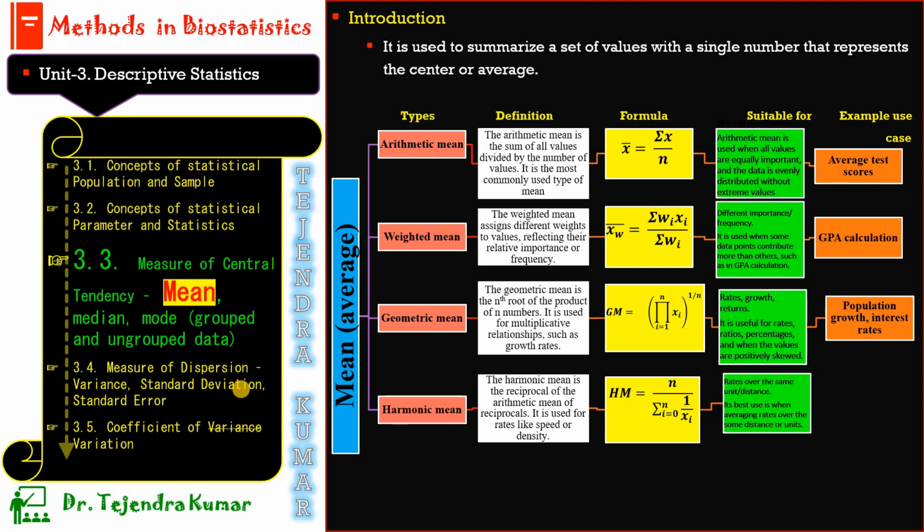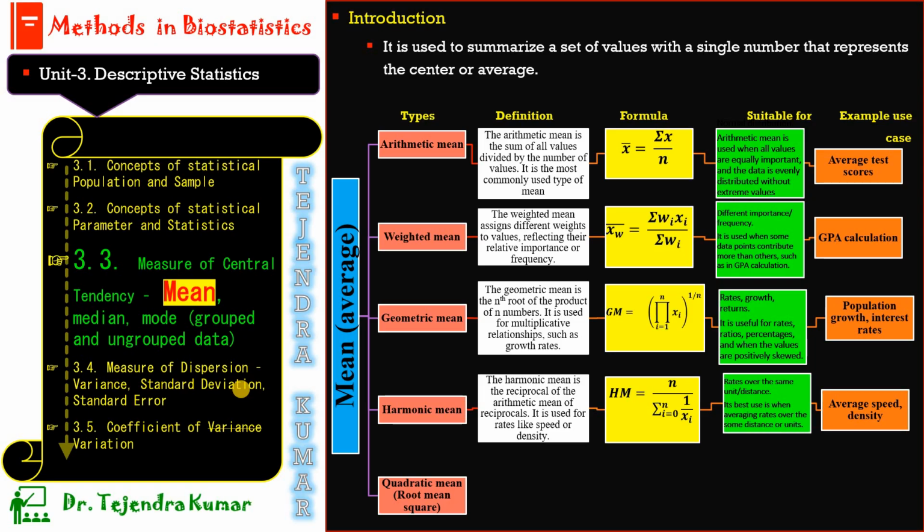Rates over the same unit or distance, if it is given, then we will go for the harmonic mean. Its best use is when averaging rates over the same distance or units. Example, average speed or average density, etc.